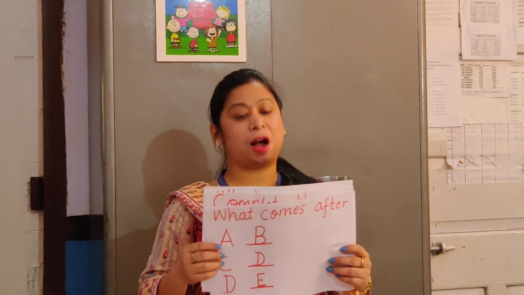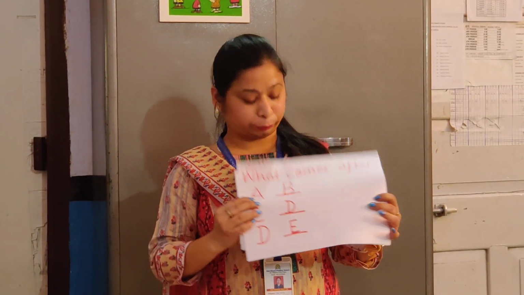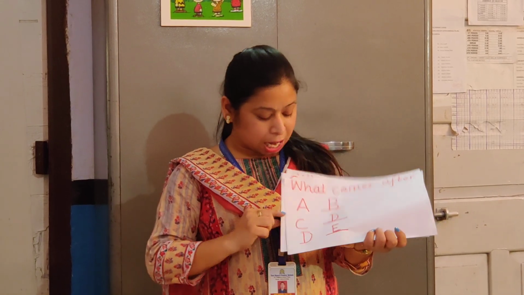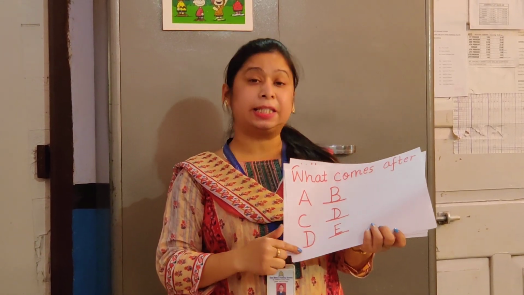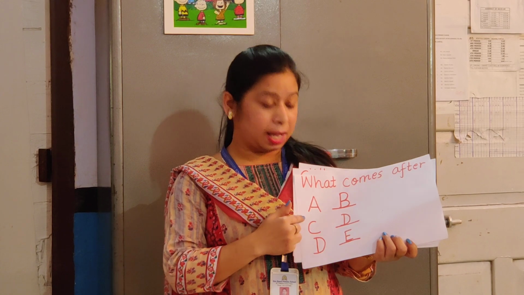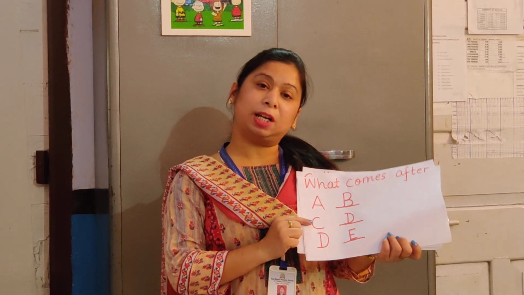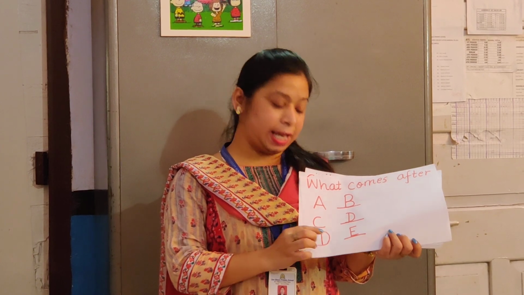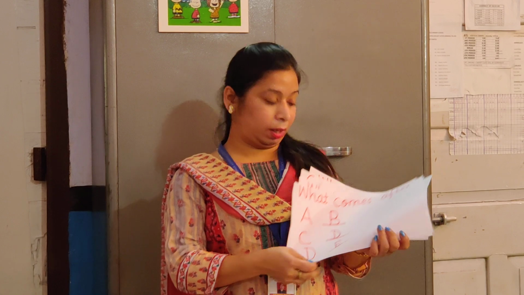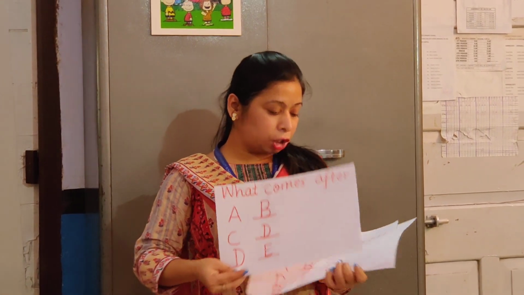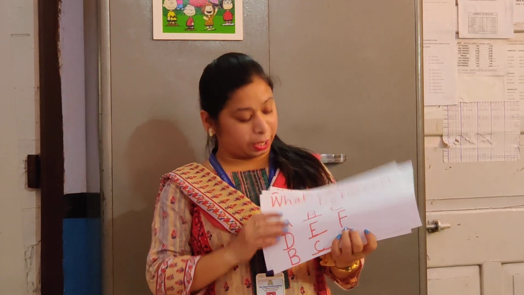What comes after? What comes after the letters given? What comes after A is B. What comes after C is D. And what comes after D is E. Okay, the same worksheet is given. You have to look into the website.